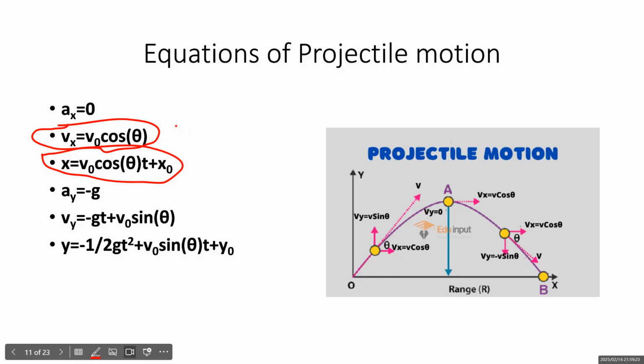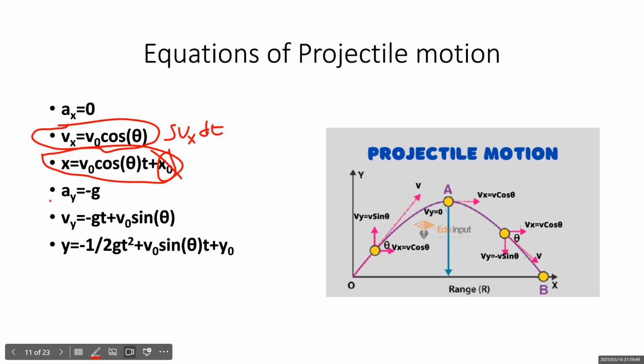Then, as I said, x is the integration of the x component of velocity with respect to time. We do this integration of v naught cosine theta. It's v naught cosine theta times t, plus the constant of integration, which is the initial displacement in the x direction. We can usually call this 0.